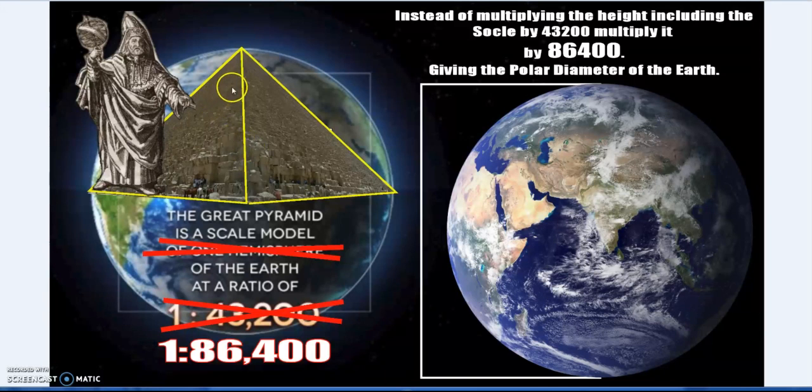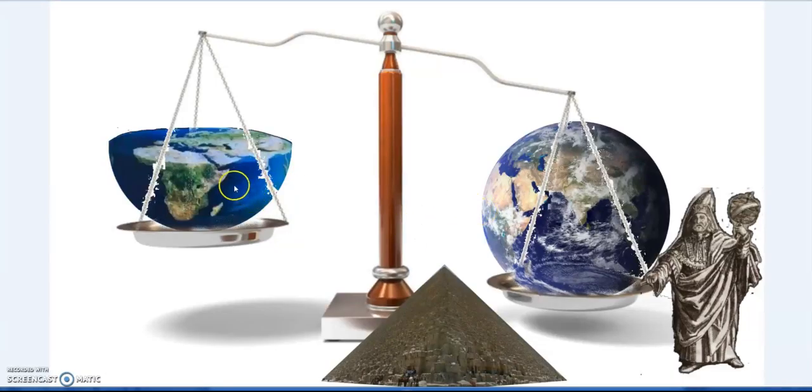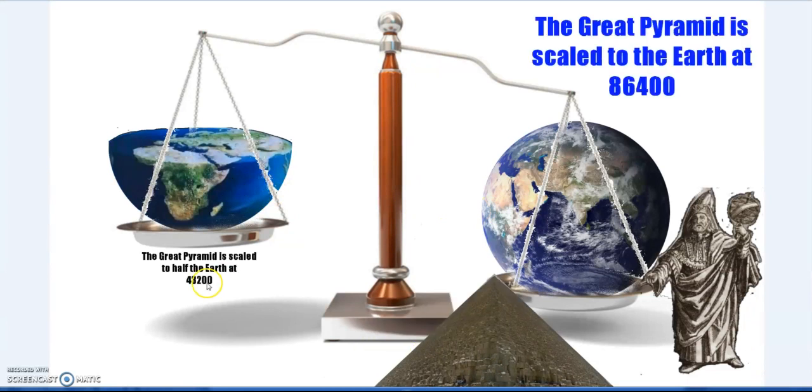So now let's look at the height of a pyramid. We can use exactly the same number we used already for the 43,200 method, but instead we multiply it by 86,400. Now we get the polar diameter of the Earth. Not the polar radius, now we have the whole Earth. So at 43,200, that's what you get. If you multiply it by 86,400, this is what you get. The pyramid is scaled to the Earth at 86,400.